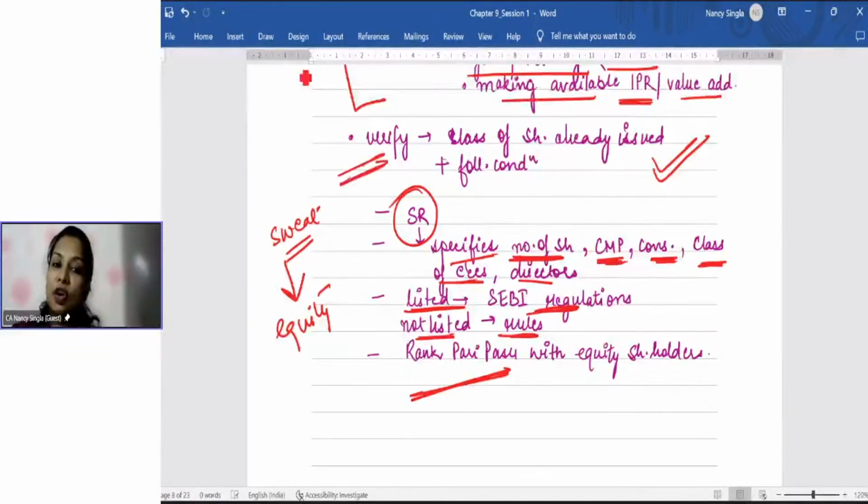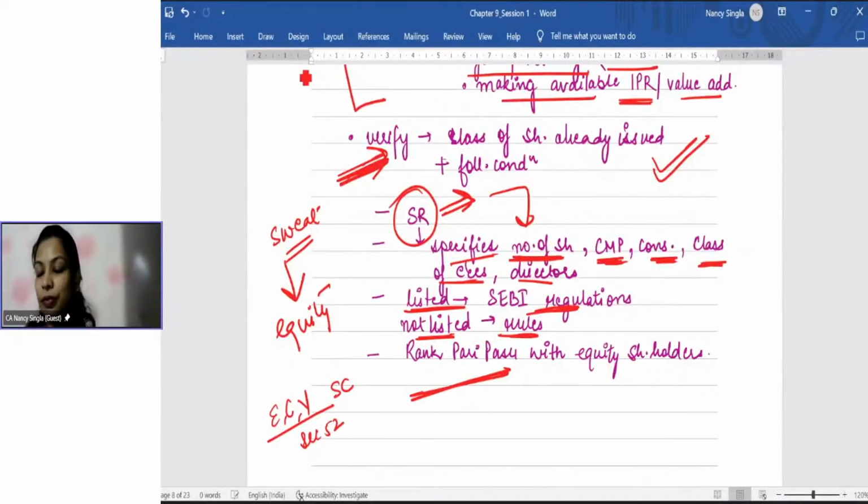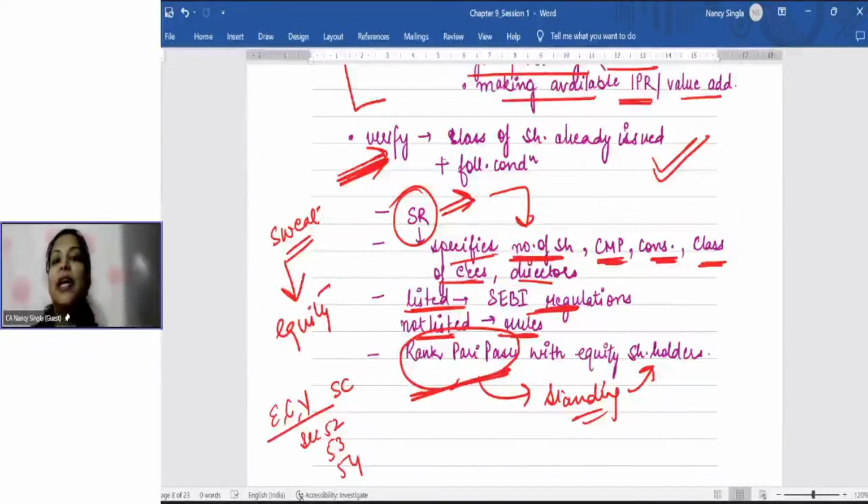So the class of shares which have already been issued, along with a special resolution specifying the number of shares, the current market price, the consideration, and the class of employees or directors. If listed, SEBI regulations; if not listed, the rules. And they shall rank pari passu with the equity shareholders. Simple. Is it clear? So what have we done so far? We have studied existence, completeness and valuation of the share capital. Then we have done section 52, then sections 53 and 54. Rank pari passu is the legal term for saying that they shall have an equal standing as that of the equity shareholders. So the rights and restrictions of equity shareholders will be the same for sweat equity shareholders. If equity shareholders receive a dividend, sweat equity shareholders will also receive it. Darshan, is it clear?